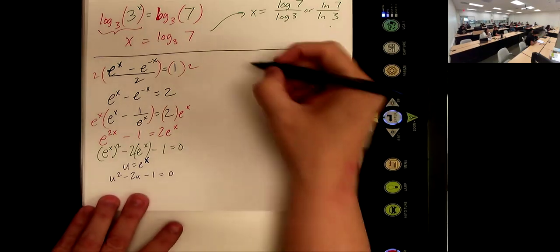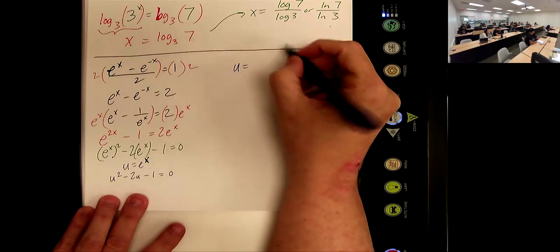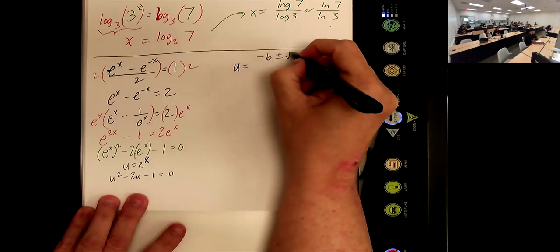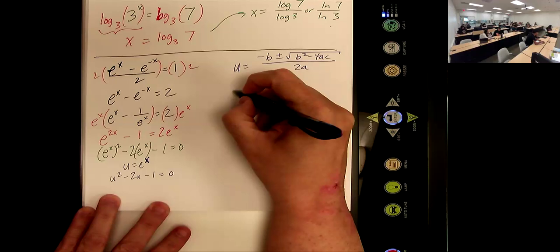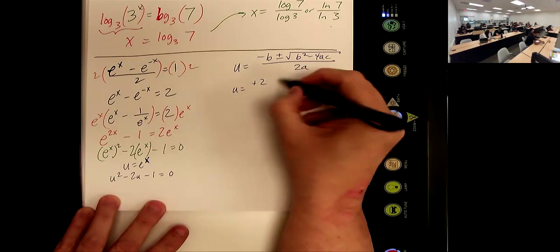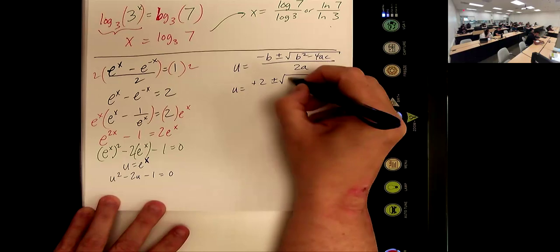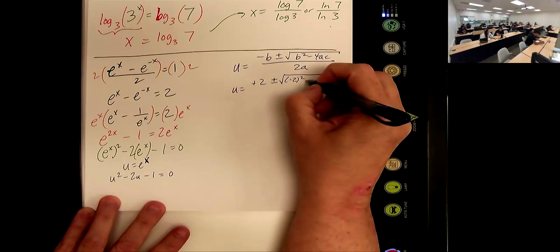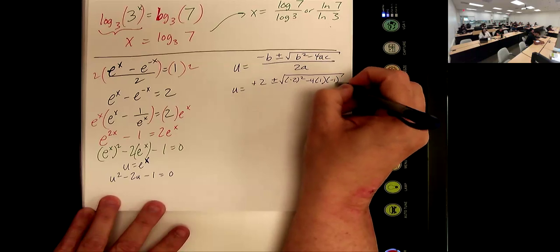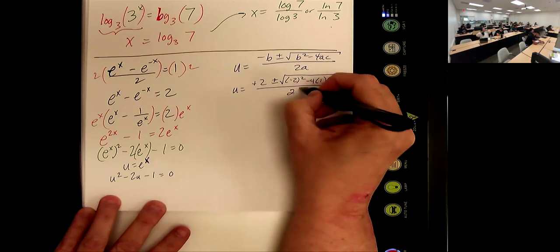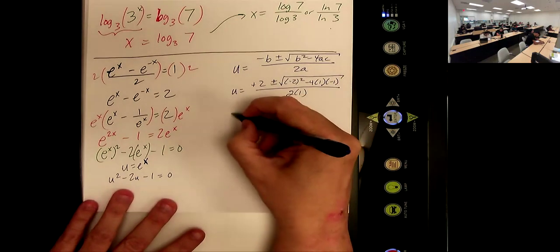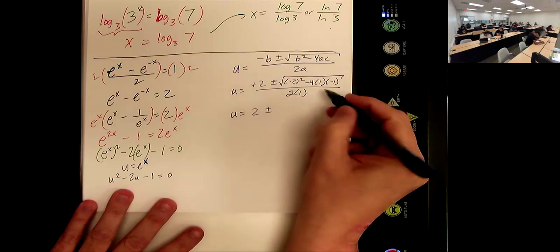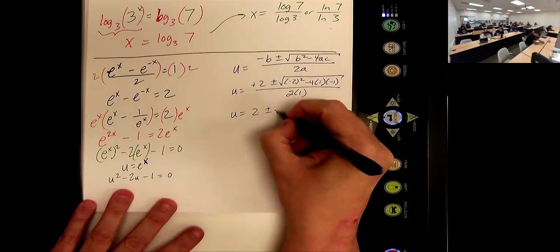Now, this doesn't factor, so we have to do the quadratic formula. As a reminder, it's negative b plus or minus square root of b squared minus 4ac, over 2a. If we apply that here, it's positive 2 plus or minus the square root of negative 2 squared minus 4 times 1 times negative 1, all over 2 times 1. u equals 2 plus or minus. The inside of that is 4 plus 4, or square root of 8.